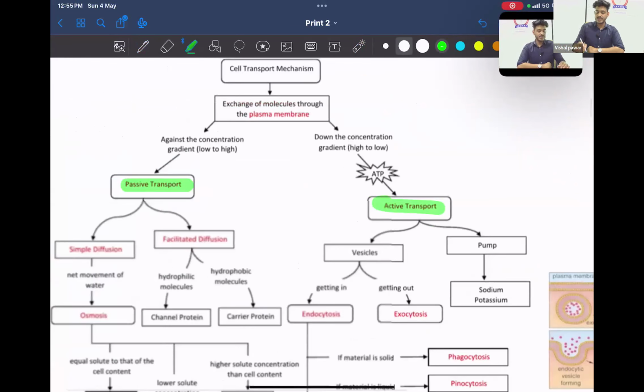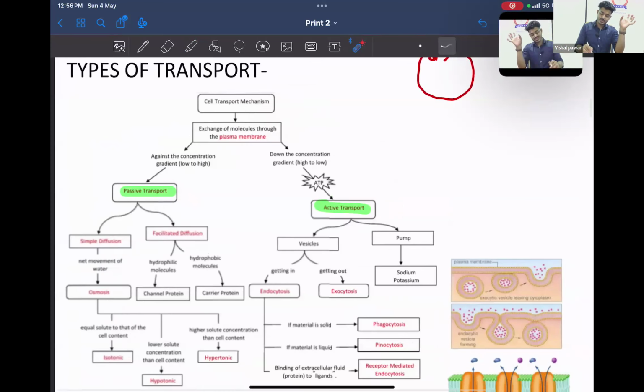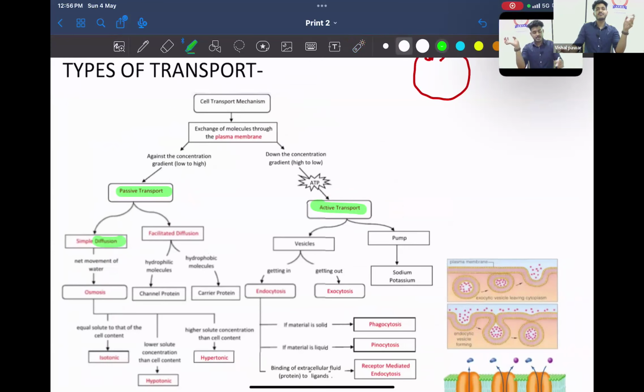One thing you already know by the term passive: is it going to use any ATP energy? You are inhaling oxygen from the environment. Are you using some kind of energy? No, this is a free process, right? This is going to be diffusion. So here we are having passive transport. Passive transport will not utilize ATP, right?